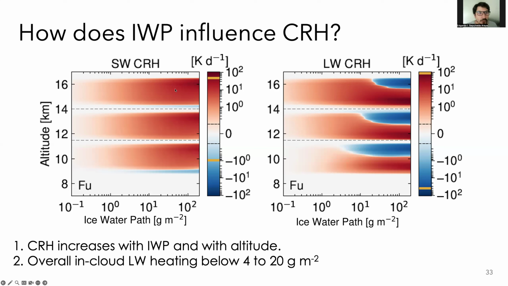But we wanted to see, okay, what's happening if we change the ice-water path also. The most interesting thing here is in the longwave, you can see the dipole will appear, and the common longwave dipole will be present at ice-water path higher than approximately between 4 and 20 grams per square meter. The dipole starts to shift to the right at higher altitude, but it's an interesting result. So please remember this: we have overall longwave heating at lower ice-water path, and the common dipole, in-cloud heating and cloud top cooling, at higher ice-water path.